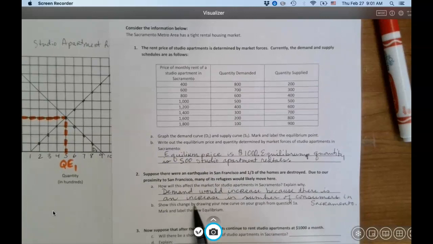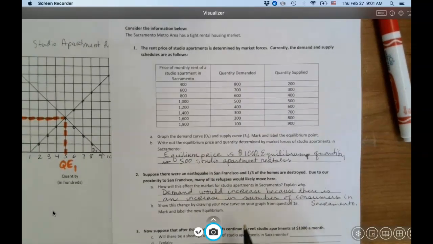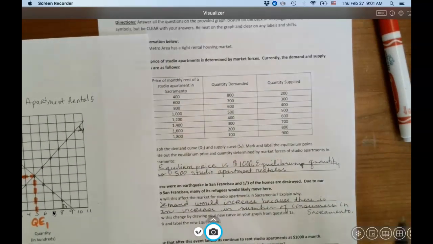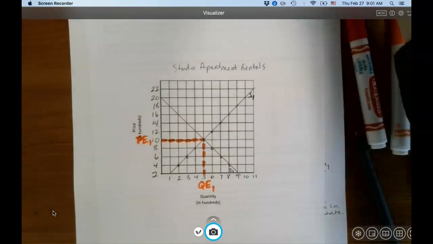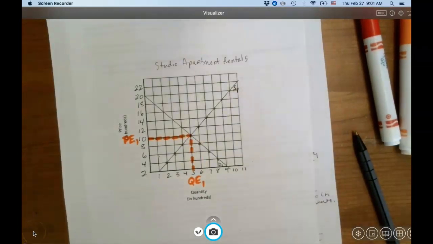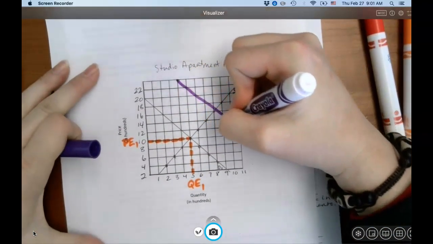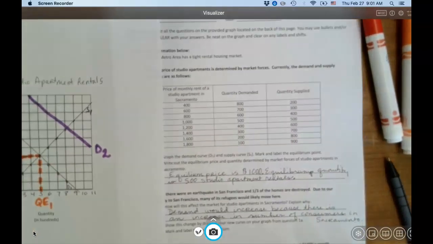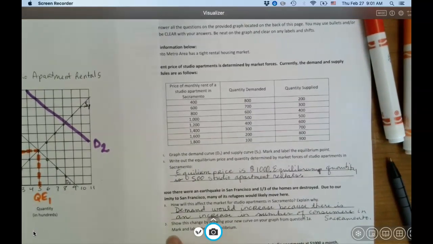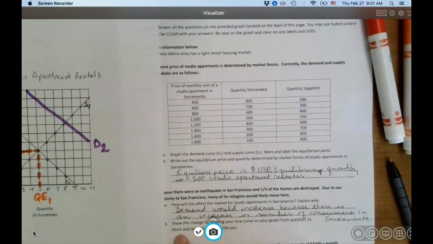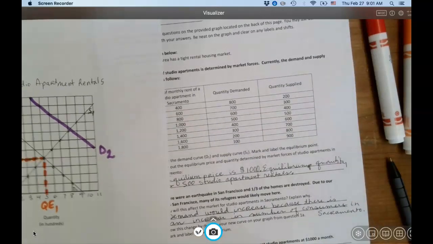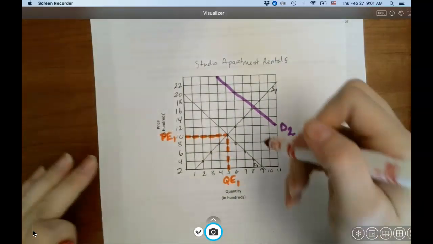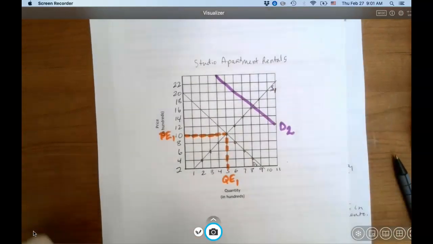Okay, now show this change by drawing your new curve on the graph from 1A, meaning this graph. Now we need a new curve. We need to show that demand increased. Now, then, once I showed the new demand curve, then I have to do another thing. I need to mark and label the new equilibrium. Don't forget to do that.